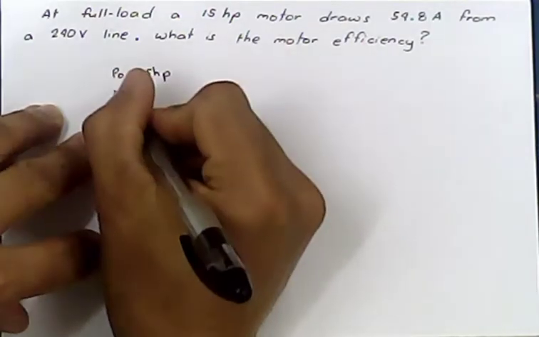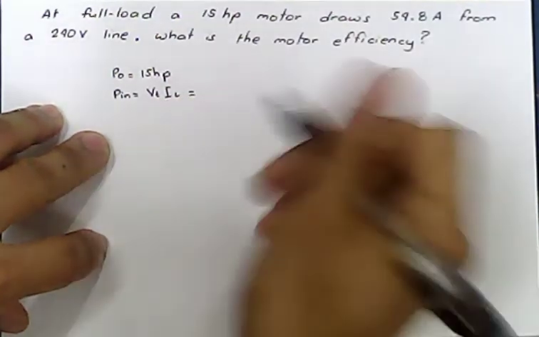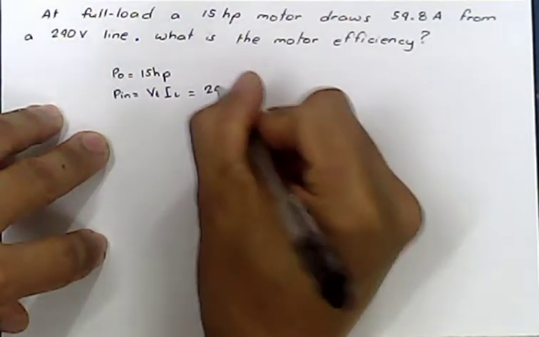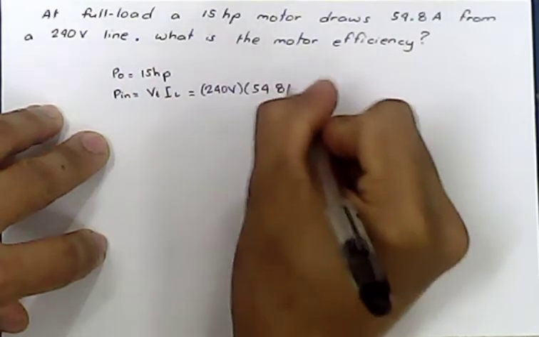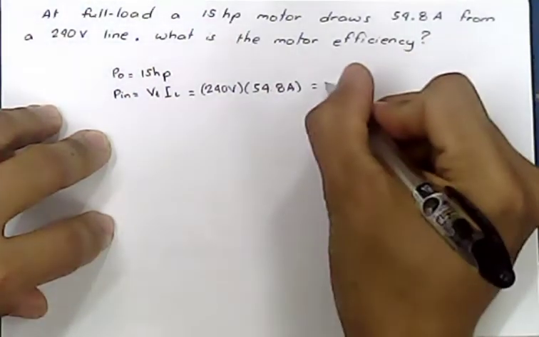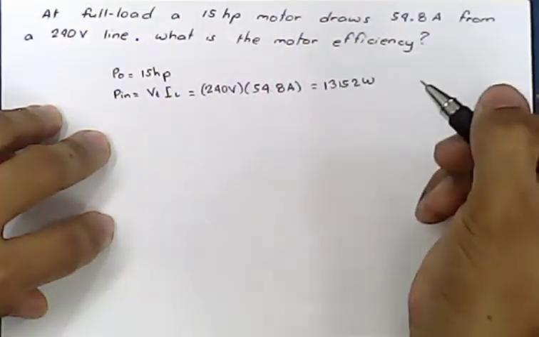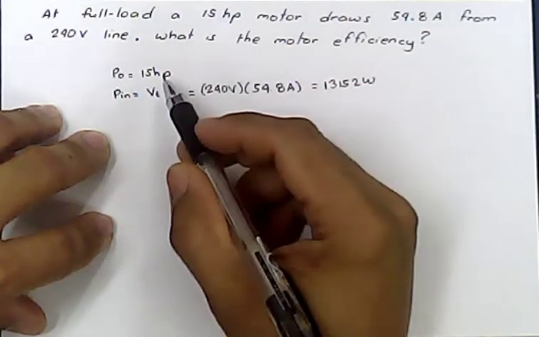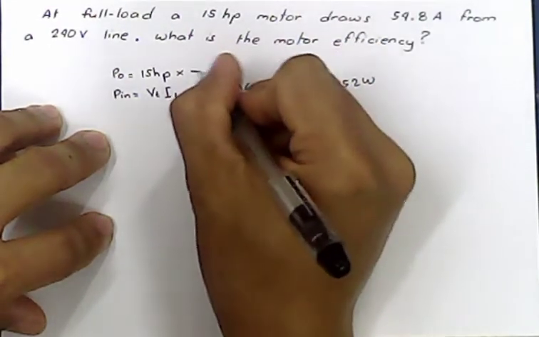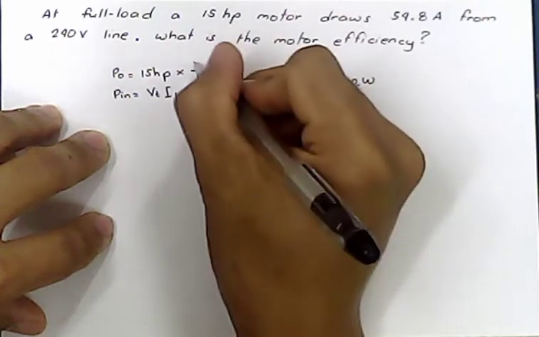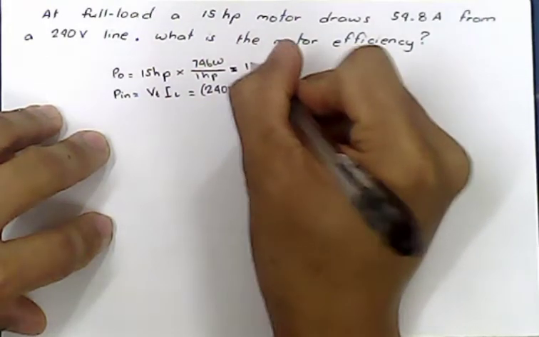Kaya madali nating makukompute yung power input neto, which is the terminal voltage multiplied that by the line current. That is 240 volts multiply that by 54.8 amperes. This is 13,152 watts. Yung power output, which is 15 horsepower, convert din po natin ito in terms of watts, wherein 1 horsepower is equal to 746 watts. This is equal to 11,190 watts.